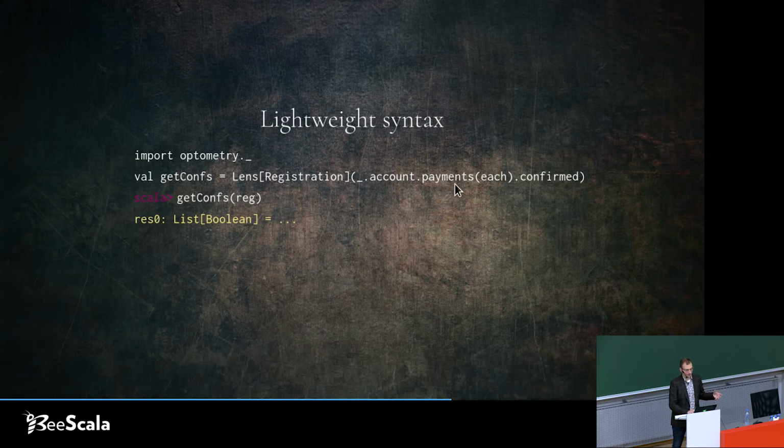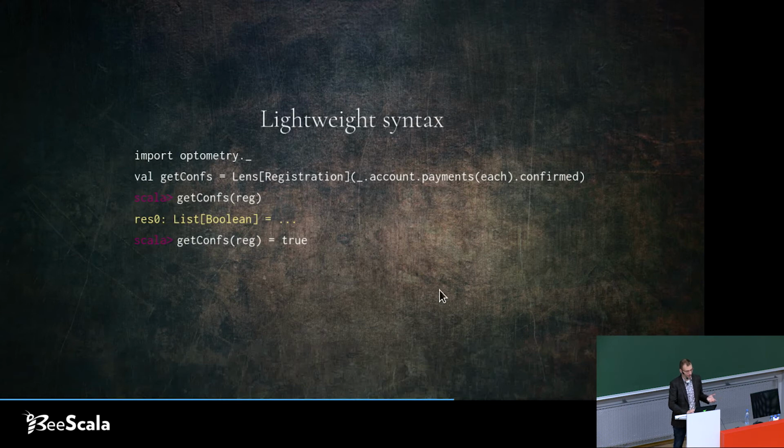The list of payments, or the list that comes from the payments, sort of collapses down upon this value here, and we have a lens which isn't focusing at just a single value, it's pointing at many. So we get a list of Booleans.